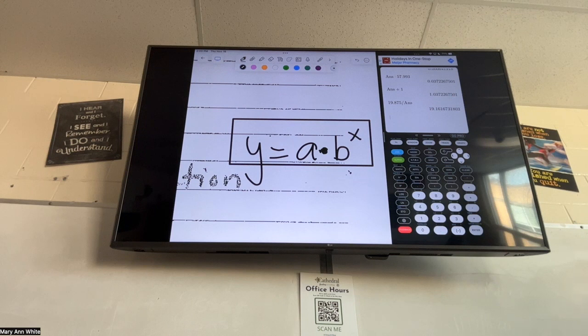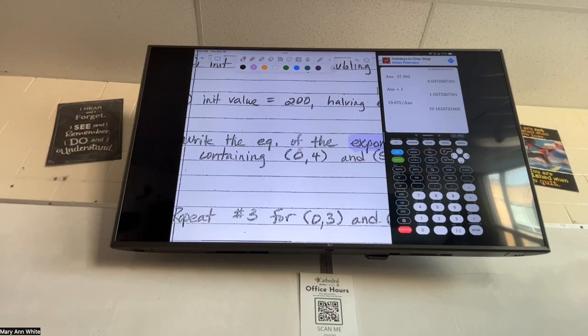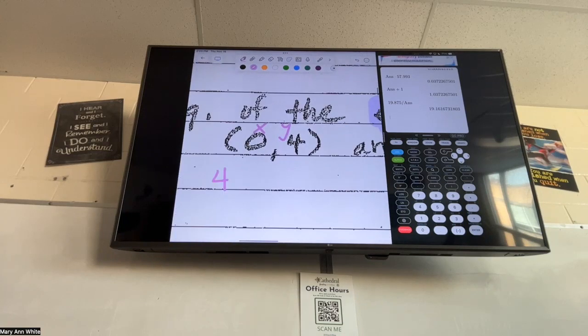We're going to start by taking the point that has a 0 in it. We're going to plug that into this general equation to find A. Then I'm going to take the second point and the A I just found to help me find B. This first point is (0, 4). So I'm going to say 4 is equal to A times B raised to the X, which is 0. Well, what is B to the 0? 1. And so A equals 4. Well, that's easy to start with.